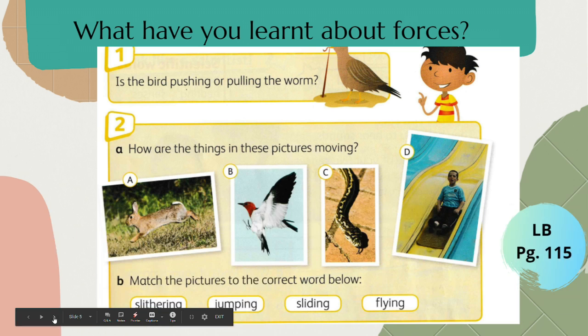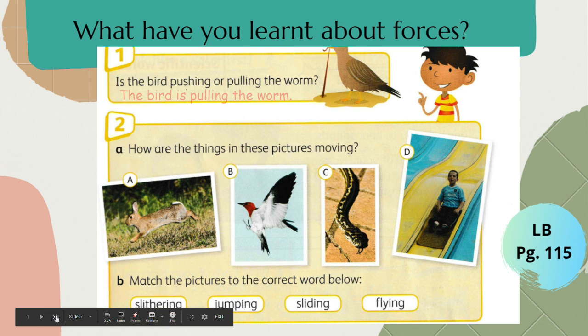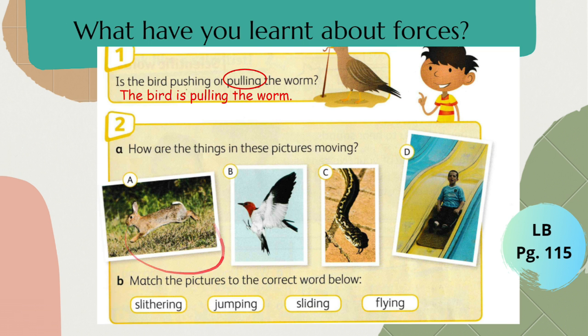In your learner's book, page 115, what have you learned about forces? Number 1 is the bird pushing or pulling the worm. You can see here, the bird is pulling the worm. Number 2, how are the things in these pictures moving? This is a rabbit, a bird, a snake, and a boy.